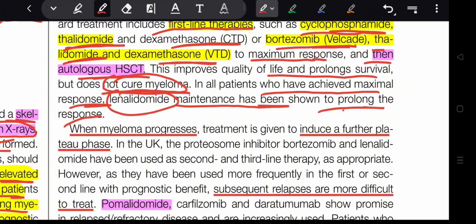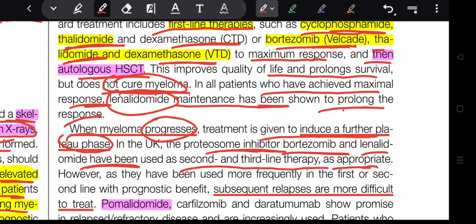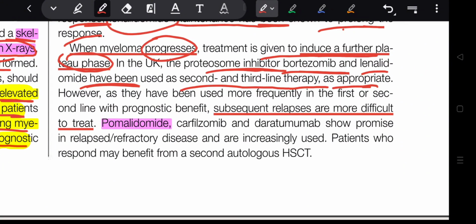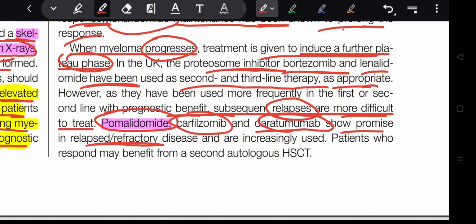When myeloma progresses, treatment is given to induce a further plateau phase. Proteasome inhibitors, bortezomib, and lenalidomide have been used for second-line therapy as appropriate. However, as they are frequently used in first or second line for prognostic benefit, subsequent relapses are more difficult to treat. Pomalidomide, carfilzomib, and daratumumab show promise in relapsed and refractory disease. Selected patients who respond may benefit from a second autologous stem cell transplant.